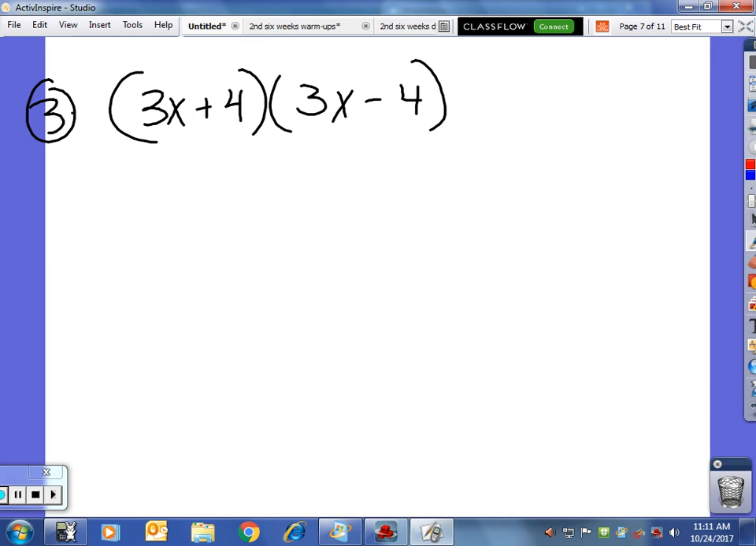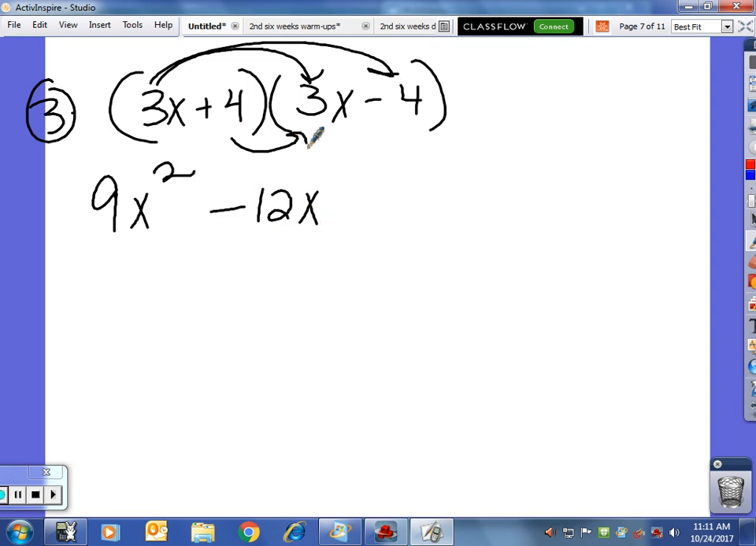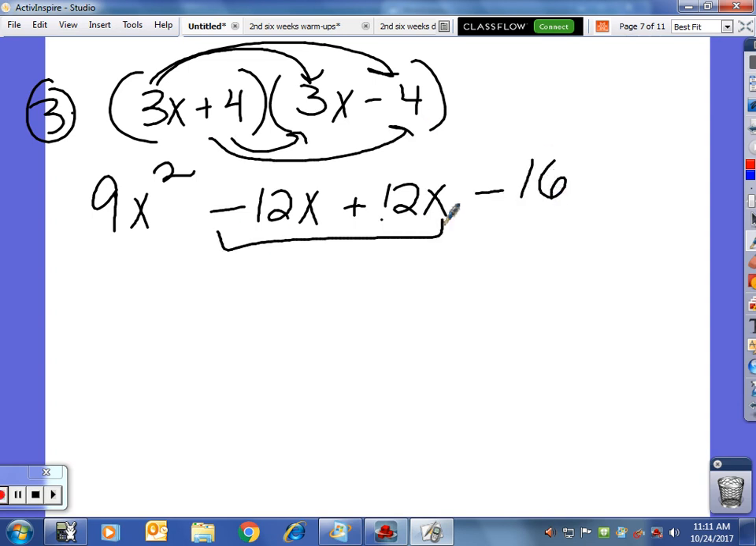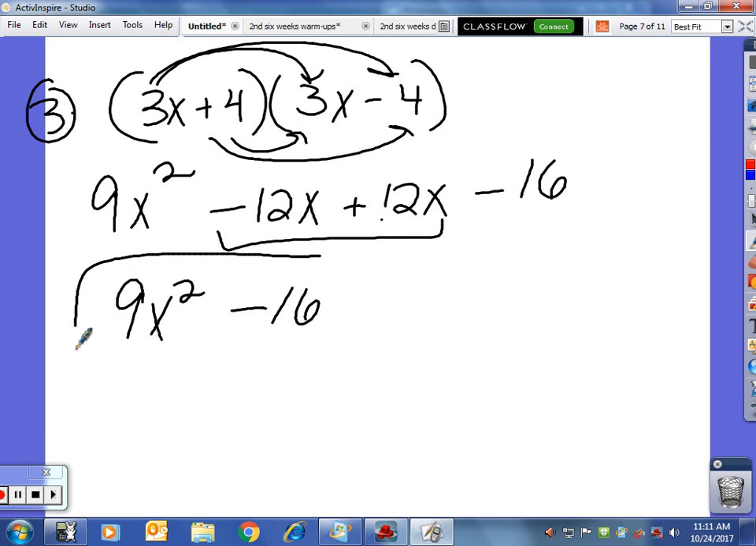Yeah, you're going to get the exact opposite 2 middle terms, okay? So, because 3x times 3x is 9x squared. Here comes my first middle term. That's a negative 12x. My next middle term is a positive 12x, and my last term is a negative 16. So what happens to those guys? They cancel out. So now I have 9x squared minus 16. But I did have 4 little products until the middle two canceled each other out.